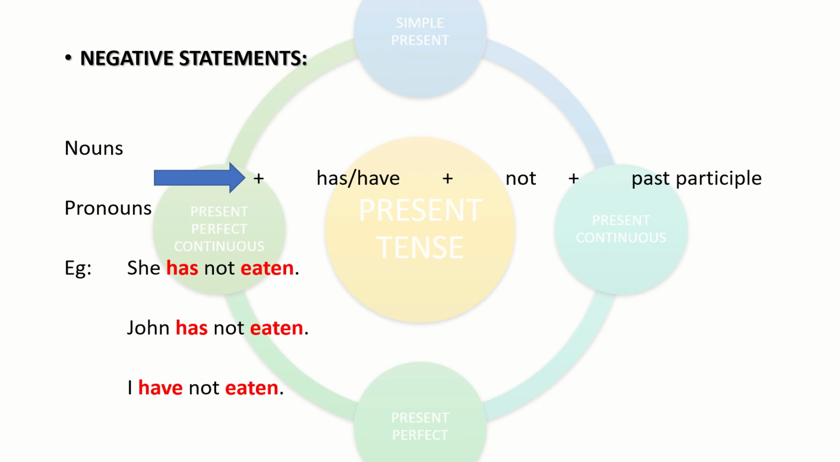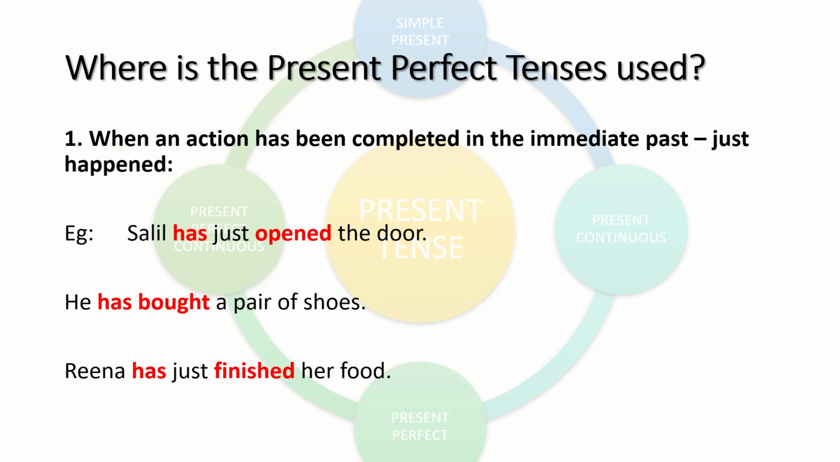Okay. She has not eaten. John has not eaten. I have not eaten. Now, where are the present perfect tense used? The present perfect tense, children, is used in 4 different areas.